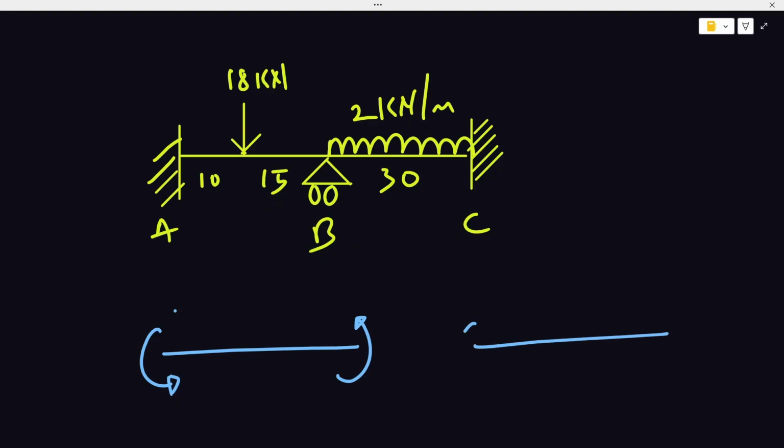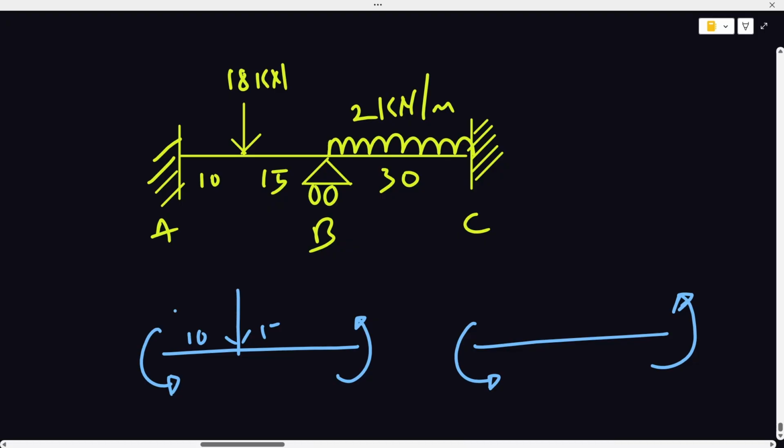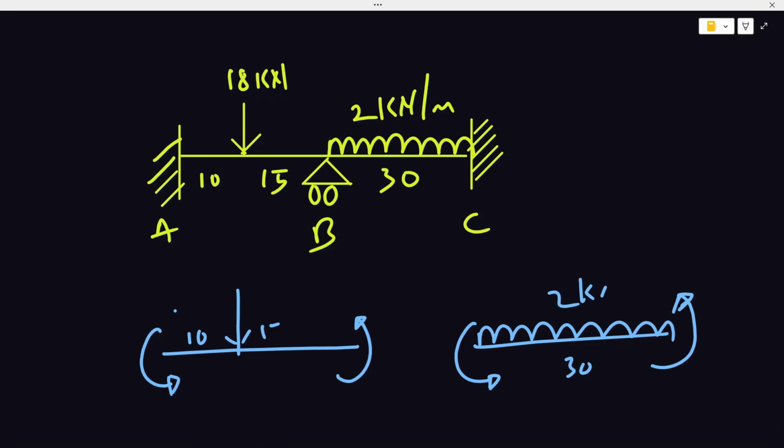So counterclockwise. Exactly. Where this is 10, 15, 30, of course a UDL. A UDL of 30 kilonewton per meter, 15 meters, 10 meters. So where this is A, this is B, this is B, this is C.